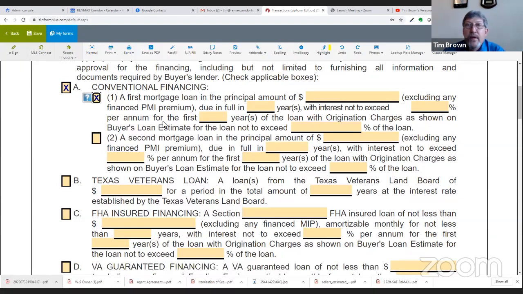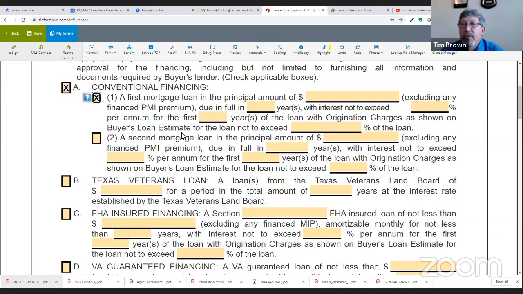Or this may be one of the variable rate loans that the initial interest rate is only good for, say, 5 years. So you would put in here the 30-year loan with interest not to exceed, in our market now, 3.5%, 4%, something like that. All right, that's a reasonable amount. They're going to pay less than that per annum for the first, say, 5 years of the loan if it's a variable rate graduated mortgage. It may change after that, but it's still a 30-year loan.